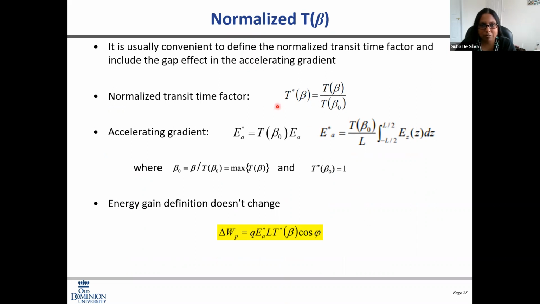For general purposes, we define a normalized transit time factor, so the gap will have a fixed beta designed, and then we normalize it to that. And it does not change the energy gain, but it alters the definition slightly. It's somewhat mathematical, but does not affect the performance of the cavity.